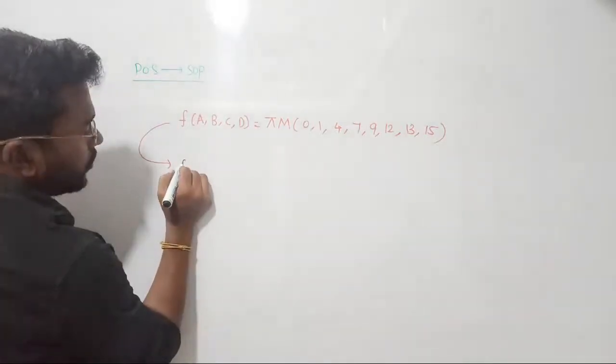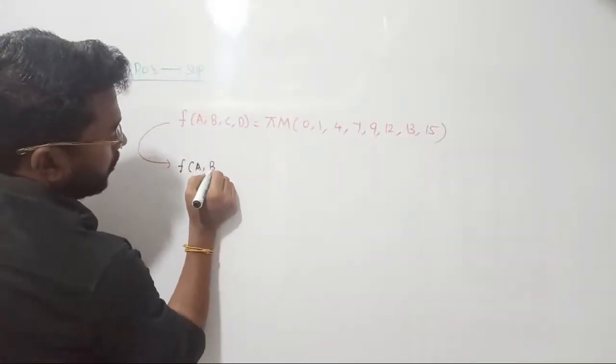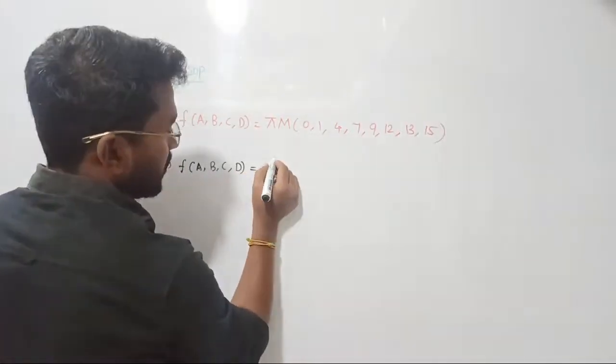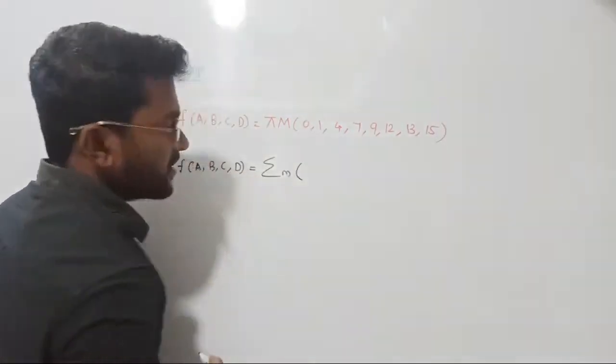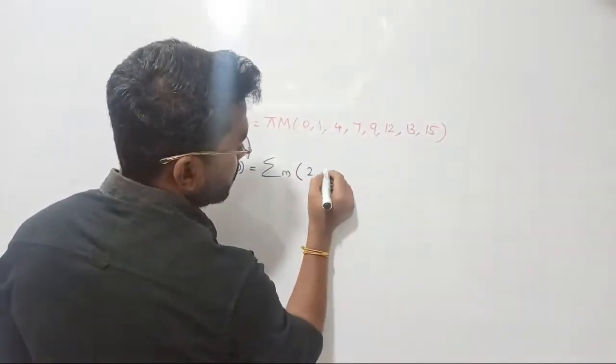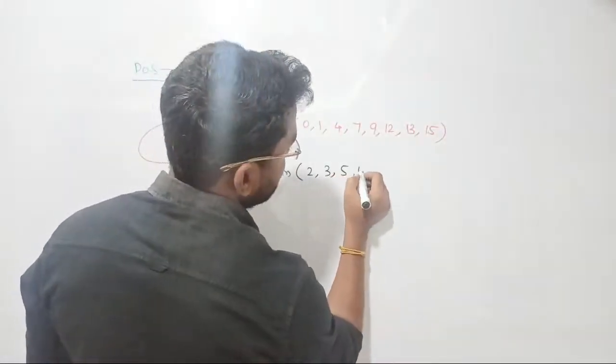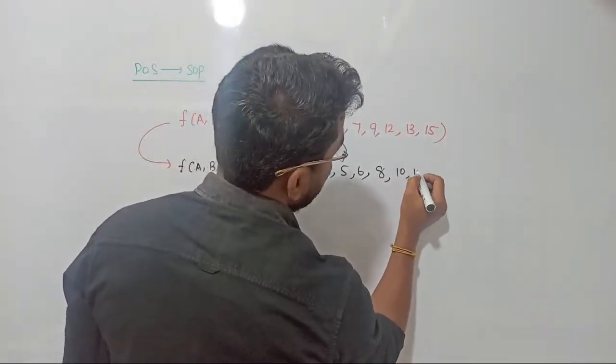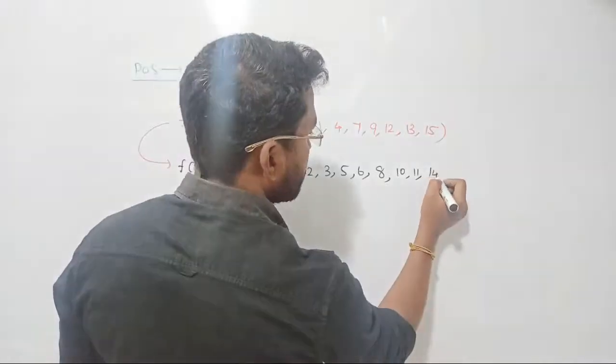Now what shall we do? That is very simple, f of A, B, C, D. Now how will you do that? That's very simple. Just consider the summation of min terms. The missing variables are 2 and 3, 5 is missing, 6 is missing, 8 is missing, 9 is available, 10 is missing, 11 is missing, 14 is missing. Correct?